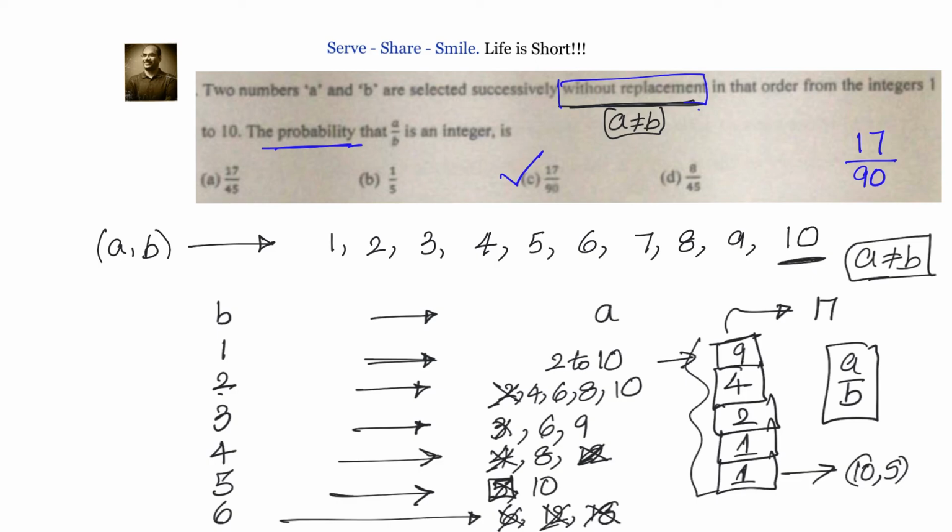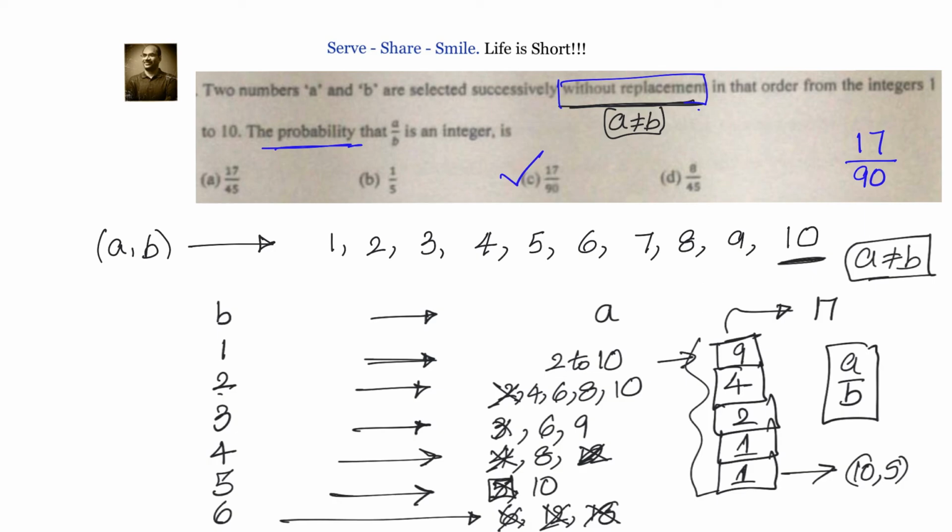If you are unable to understand that, visualize that you have a 10 by 10 matrix, and out of them you cannot have the diagonal values because you cannot have A equals to B. So the number of options available to you are 10 into 10, 100 minus 10, which is equals to 90.